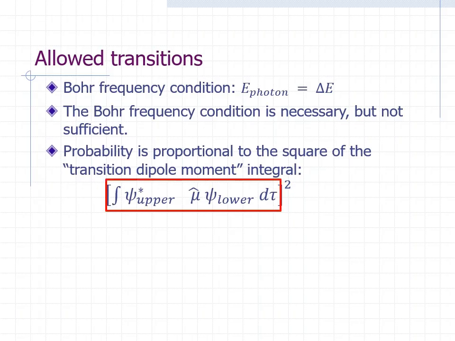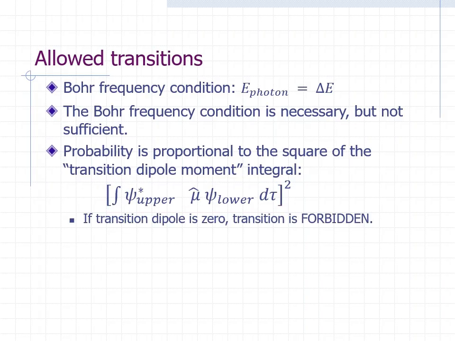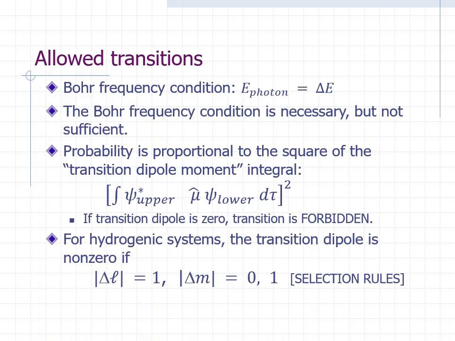The integral is evaluated by applying the dipole moment operator, typically represented by mu hat, on the wave function for the lower energy state, multiplying the result by the complex conjugate of the wave function for the upper energy state, then integrating over all space. If the transition dipole moment integral is 0, then the transition is said to be forbidden. Otherwise, it is allowed.